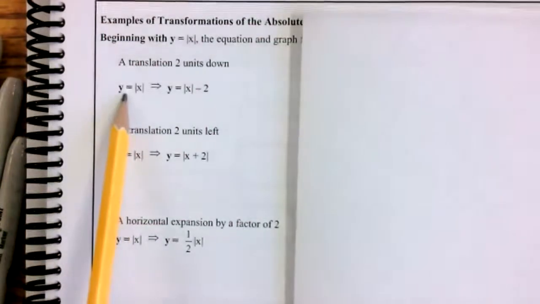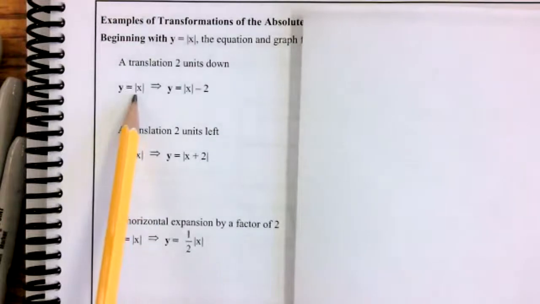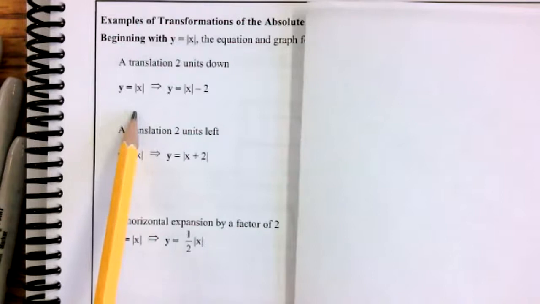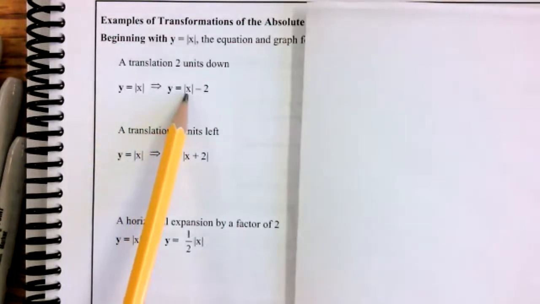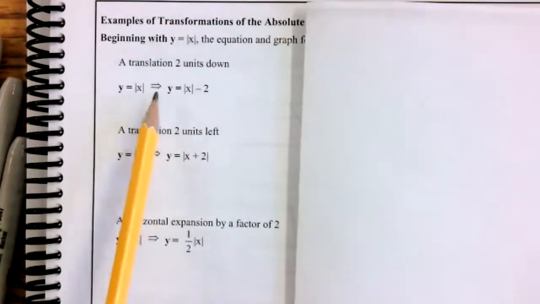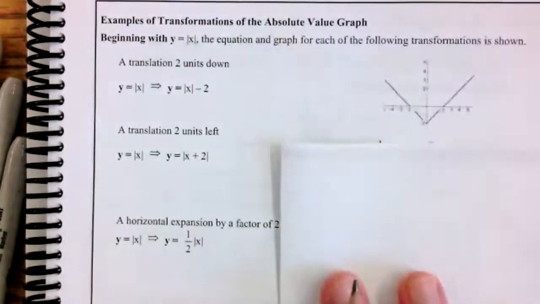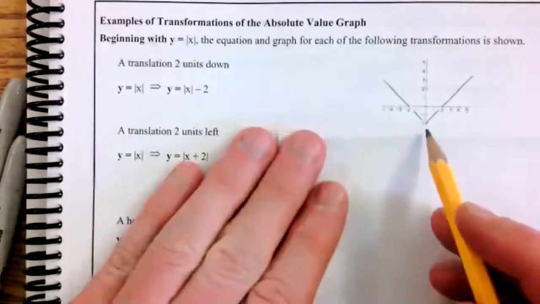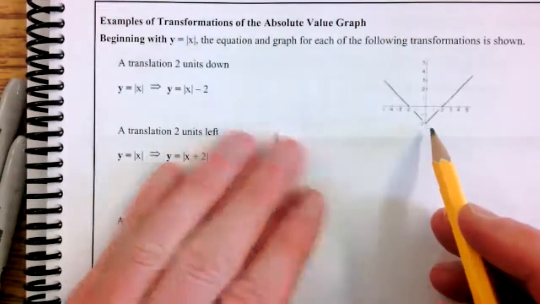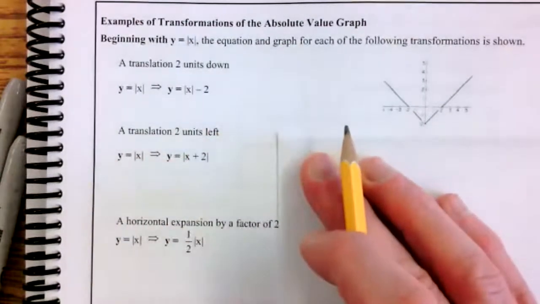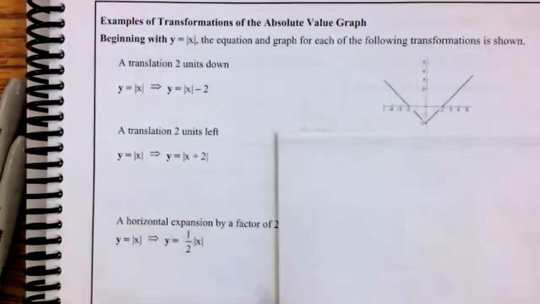If we look at the graph of y equals the absolute value of x, we already saw that, it just bounces right at the origin. Just this giant V. Y equals absolute value of x minus 2. Everything stays the same except that V drops down 2 points. Does that make sense?